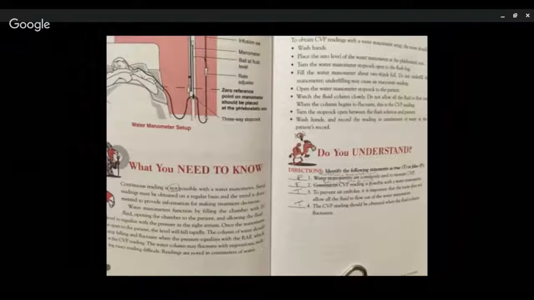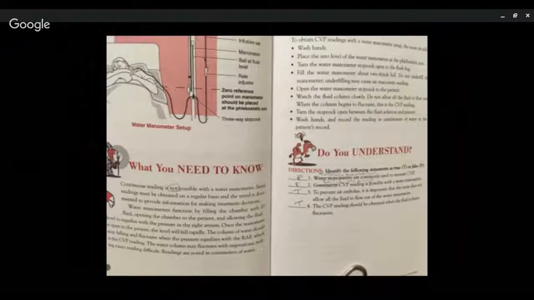Water manometers are commonly used to measure CVP. False, transducers are. True: continuous CVP reading is possible with a water manometer. False. To prevent air embolus, it is important that the nurse does not allow all the fluid to flow out of the water manometer.